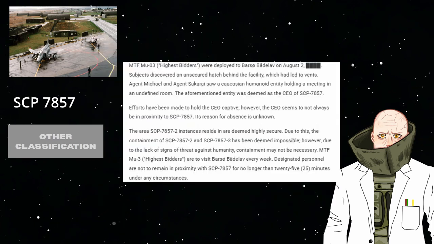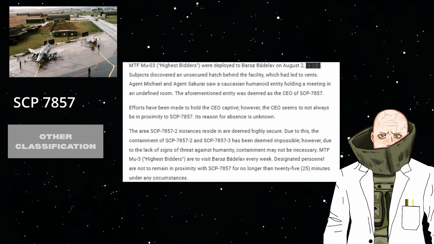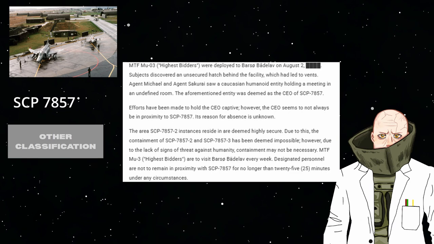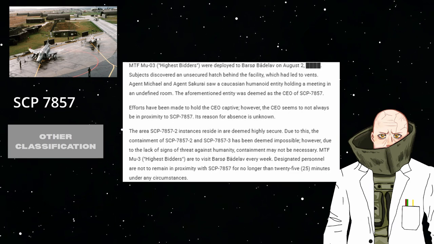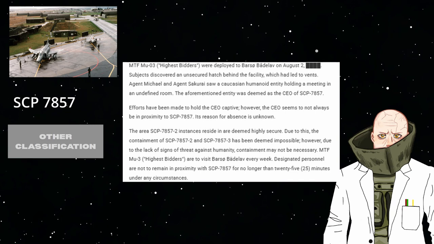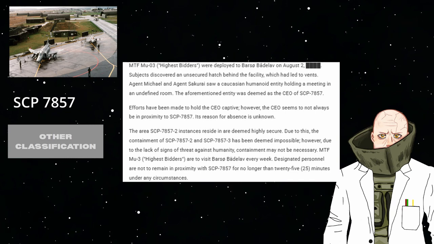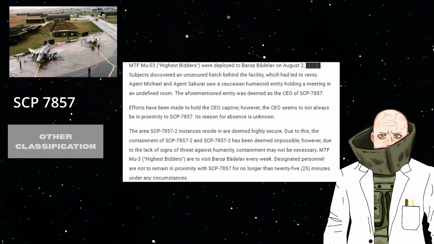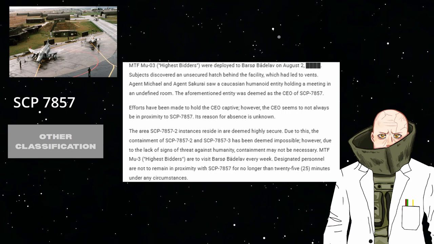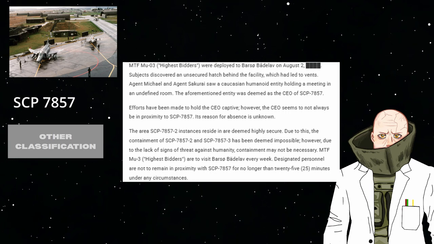MTF MU-03 "Highest Bidders" were deployed to Barso Badalav on August 2nd. Subjects discovered an unsecured hatch behind the facility, which had led to vents. Agent Michael and Agent Sakurai saw a Caucasian humanoid entity holding a meeting in an undefined room. The aforementioned entity was deemed as the CEO of 7857.